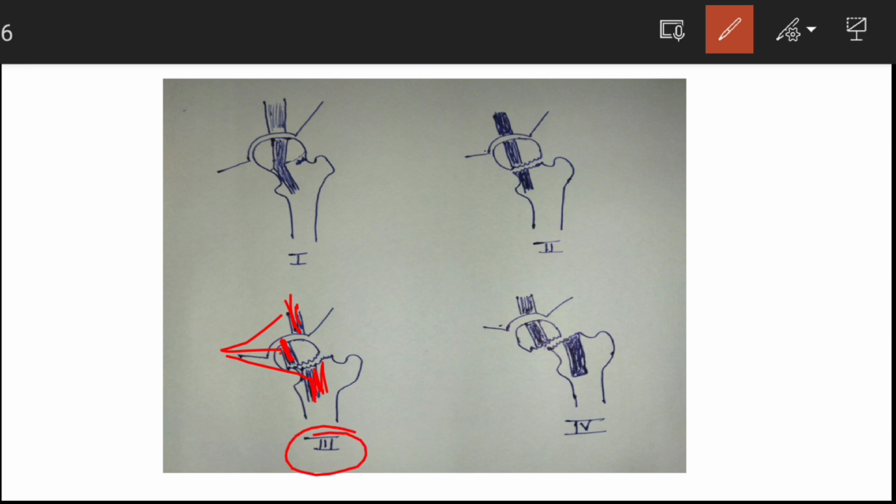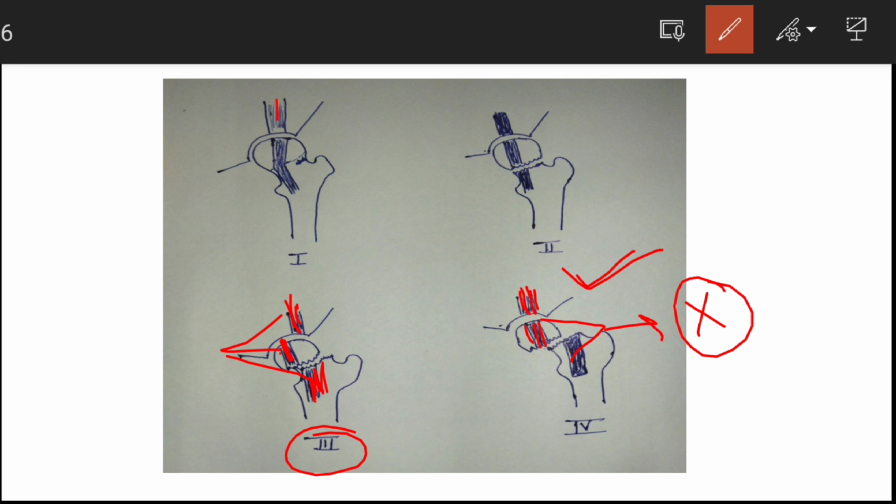Fourth stage, in which you can see that the trabeculae between the acetabulum and the head of the femur are intact, but there is a break of the trabeculae between the head and the neck of the femur, and they are out of alignment. They are not aligned, that is the head and the neck of the femur. The trabeculae between the head and the neck are out of alignment, but the trabeculae between the acetabulum and the head of the femur are intact.